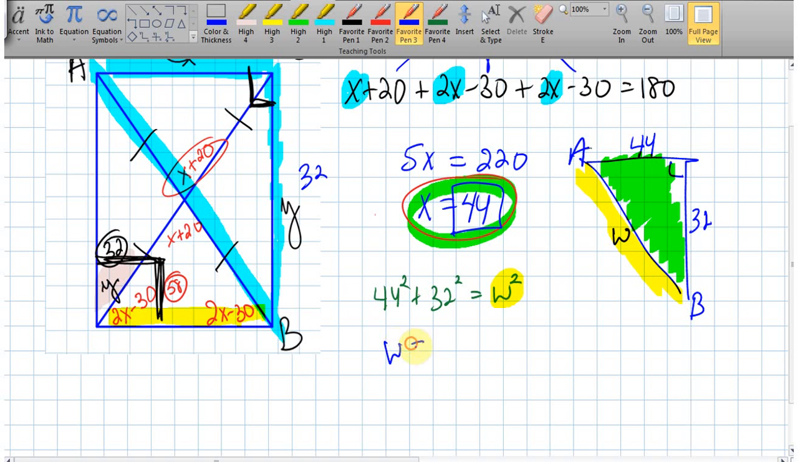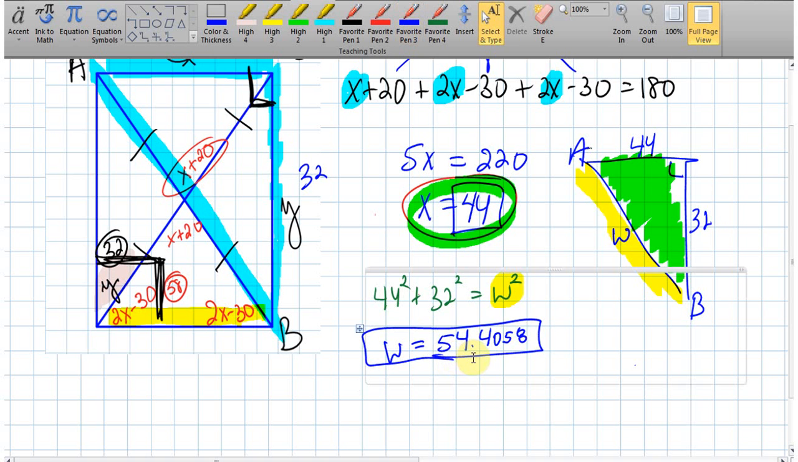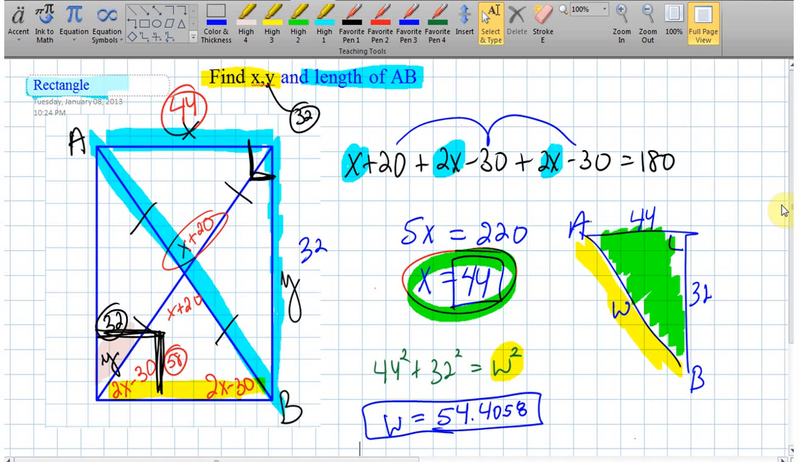What does W turn out to be? W turns out to be 54.4058. Okay, I chopped off a few decimal places there, but that's good enough for now. That is the value of W, so the length of AB is going to be 54.4058, and that is the length of AB.